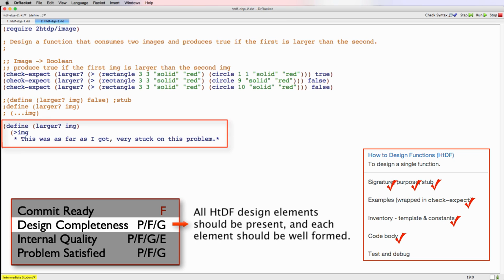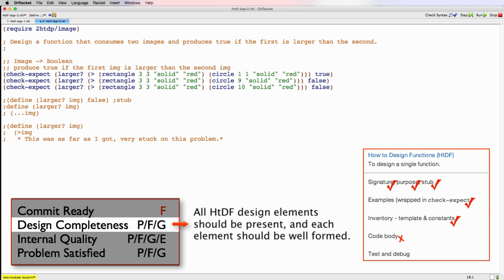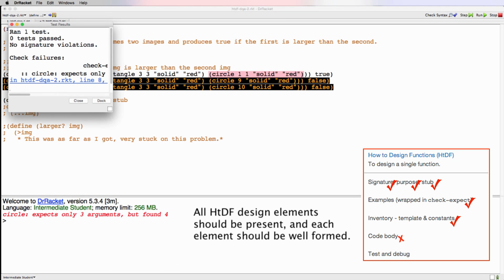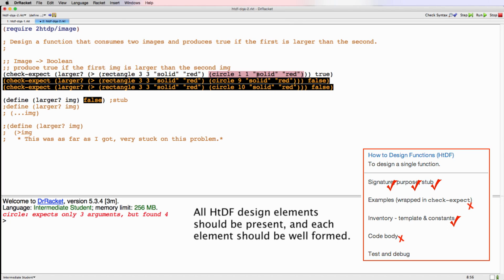but we also need these things to be well formed. So let's try this. We know this isn't well formed, and in fact it's so badly formed that I have to comment it out to test whether other things are well formed. Let's try to run, since that's not there, let's put the stub back and check whether the check expects are well formed. This is how you can check whether the check expects are well formed. You just uncomment the stub and run. And we've got a problem here. Circle is getting too many arguments. Yes, circle only wants a radius, so I can fix that.